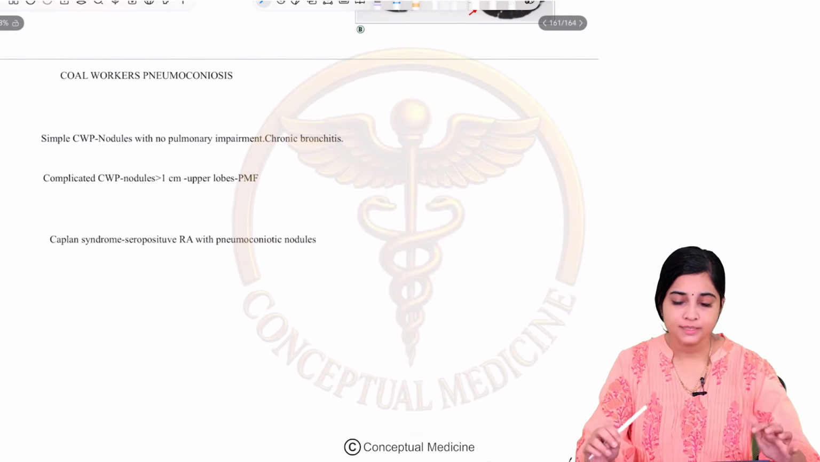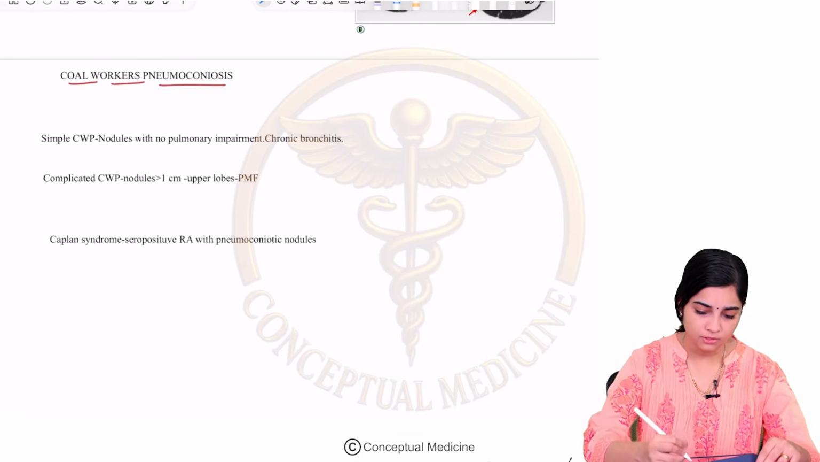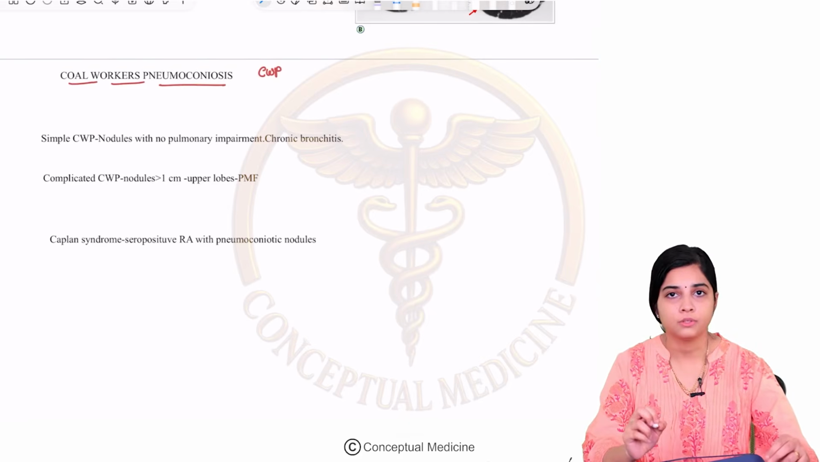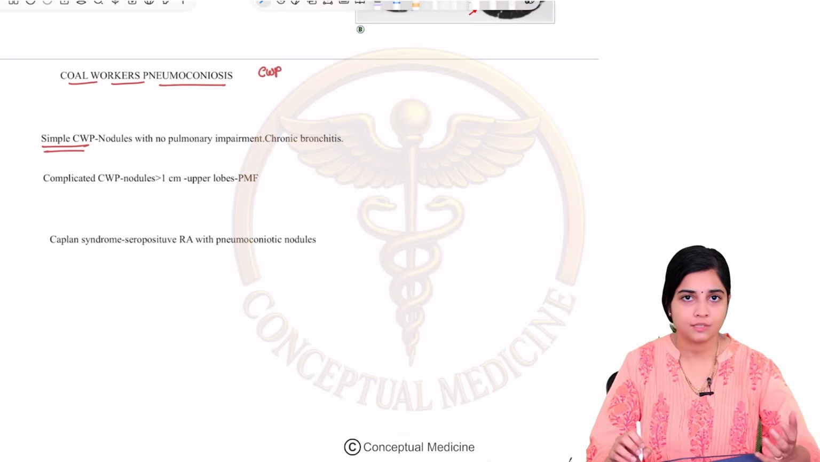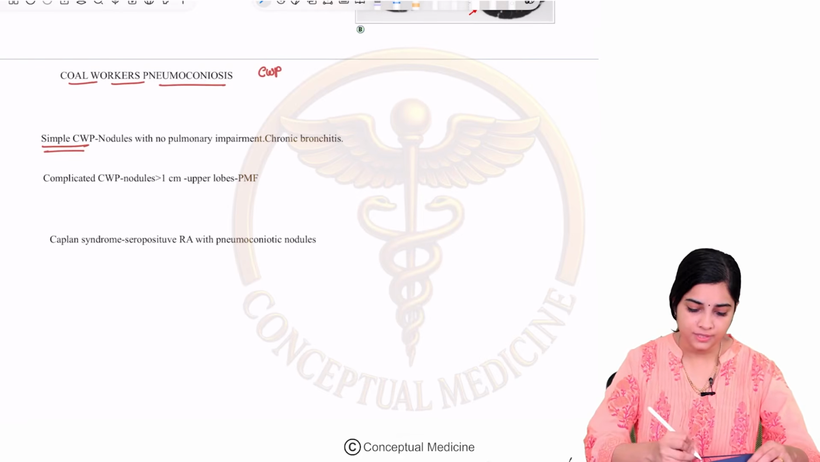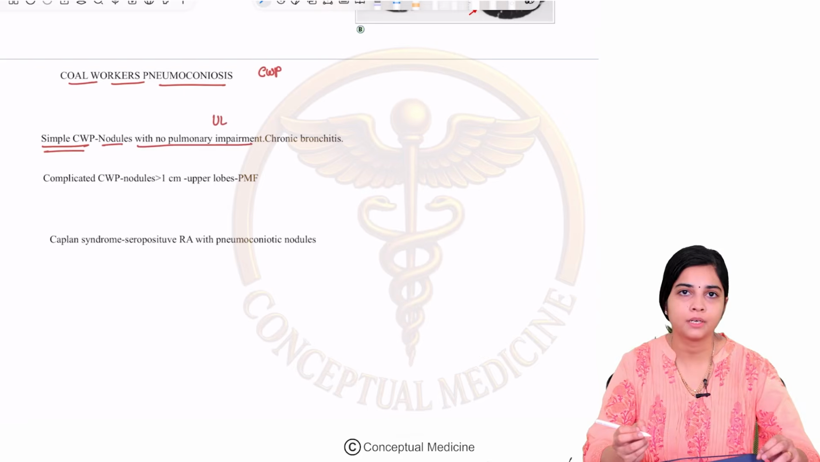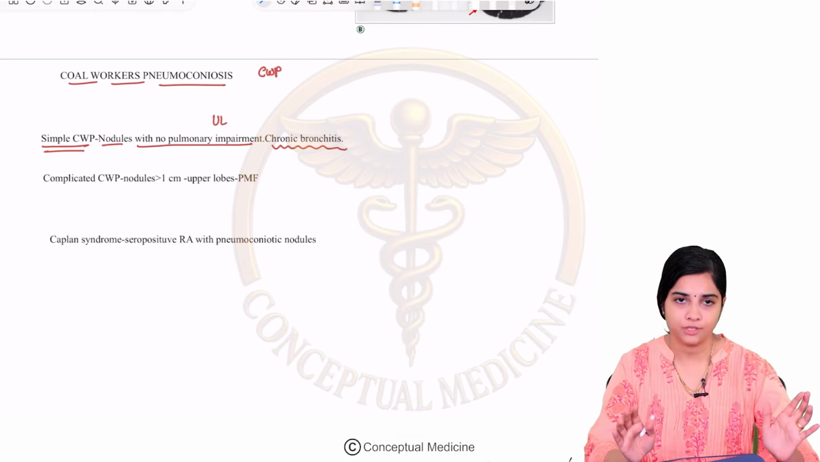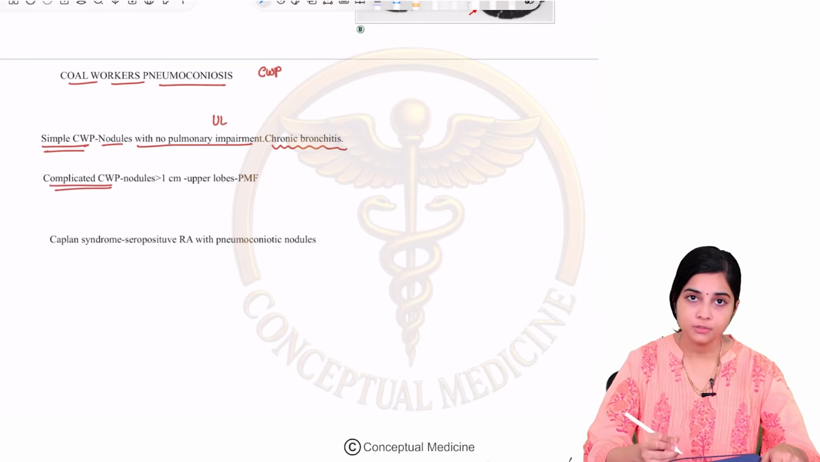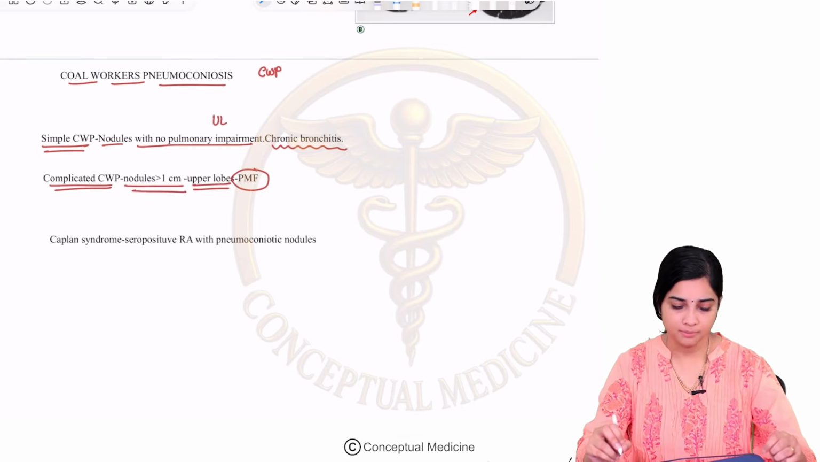Okay, so this is about silicosis. Now let us move on to coal workers pneumoconiosis. Simple coal workers pneumoconiosis, as the name suggests, is associated with coal exposure. It is characterized again by nodules with no pulmonary involvement, and this also involves the upper lobe. They predominantly present with chronic bronchitis, and there is no pulmonary dysfunction. Complicated coal workers pneumoconiosis is characterized again by nodules more than 1 centimeter in size involving the upper lobes, and this also has an increased risk of progressive massive fibrosis.